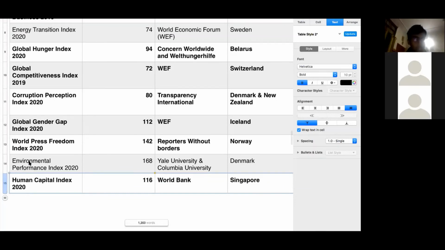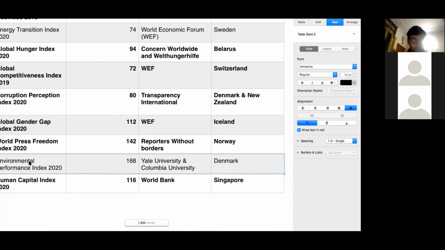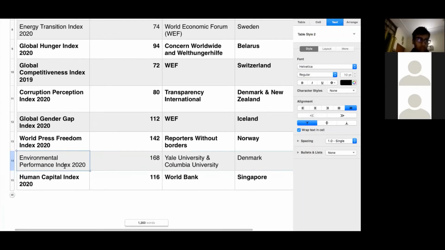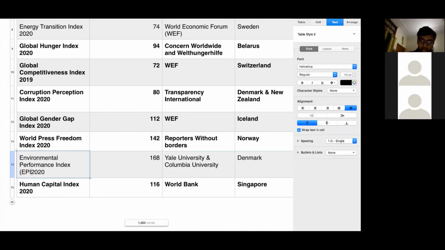Now we come to this particular one, and why I wanted to mention this at the end. This Environmental Performance Index, which is also often called EPI, is a biannual index, that is once every 2 years. It is a very recent index. It was not even published earlier.